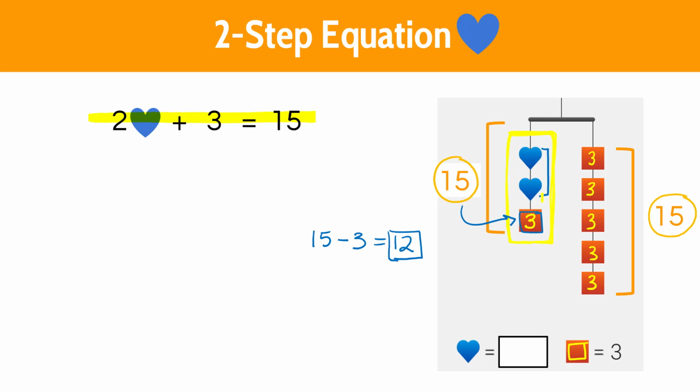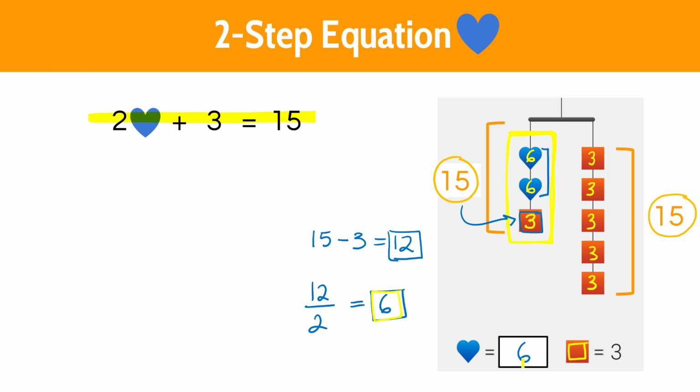So if I have 12 pounds and they belong to 2 hearts, what is the weight of each of those hearts? We can use division. 12 divided by 2 gets us 6. So each one of those hearts has a mass of 6 pounds. Every heart has a mass of 6 pounds.